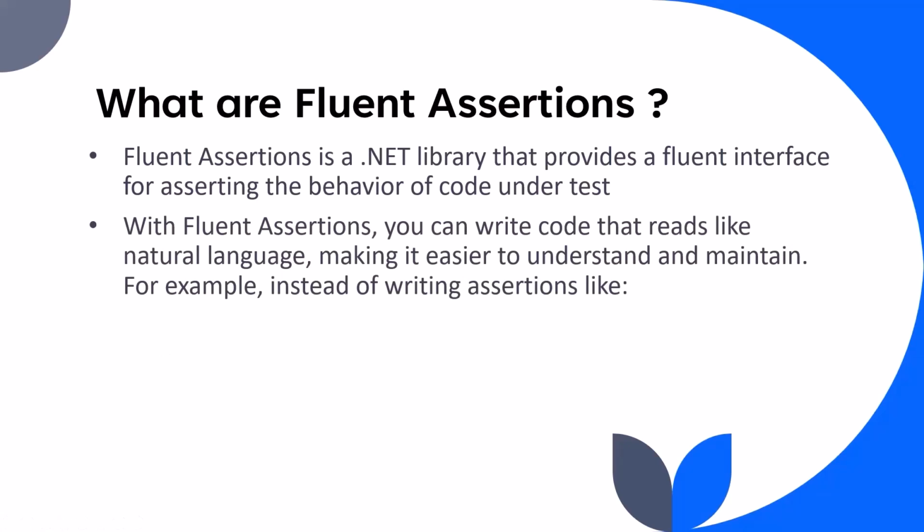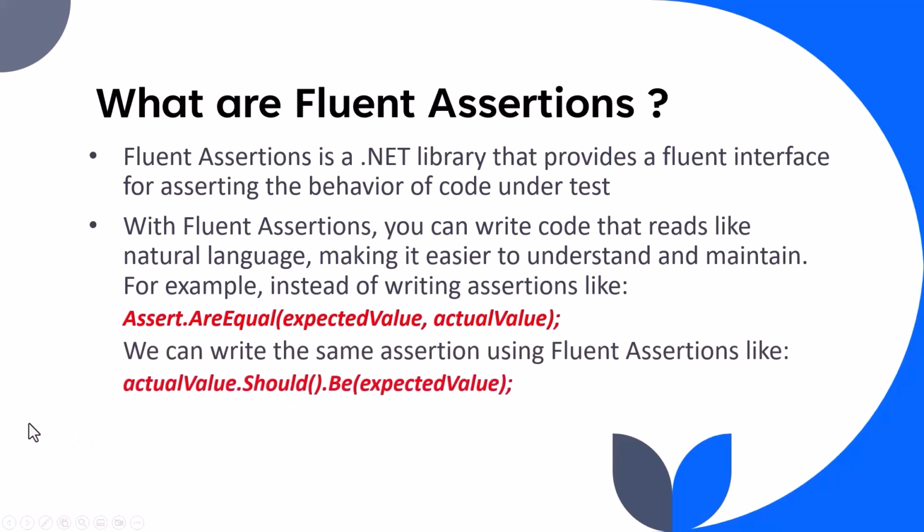and maintain. For example, instead of writing assertions like Assert.Equal, which is a method taking the expected value and the actual value, we can write the same assertion using fluent assertions, like actual value dot Should dot Be expected value. Now, this expression, actual value dot Should dot Be expected value, is more readable. As you can see, that is more like plain English language, especially when working with complex objects.